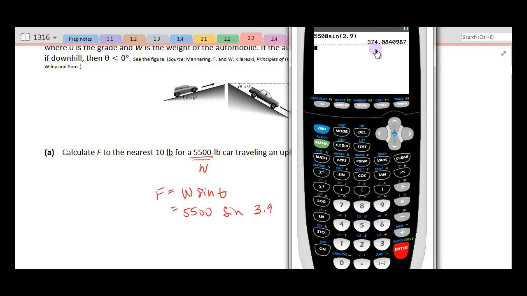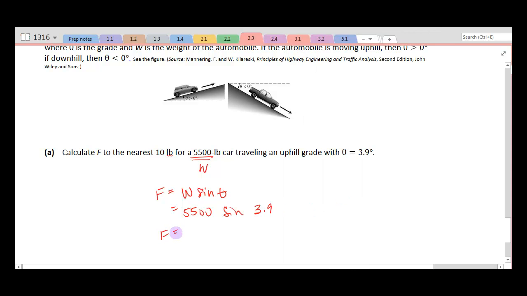And we get back the value 374.08. I want to know to the nearest 10 pounds. So I'm going to go ahead and round this down to 370. So the force is equal to 370. So that's a fairly straightforward example.